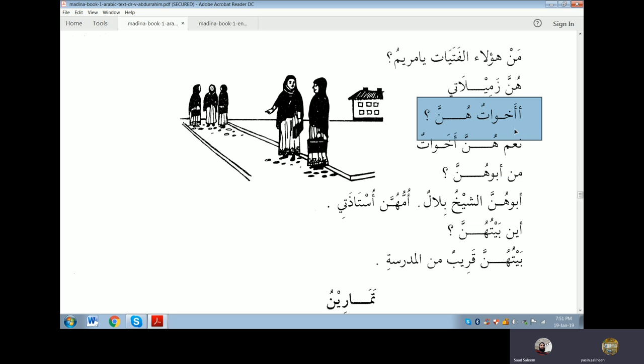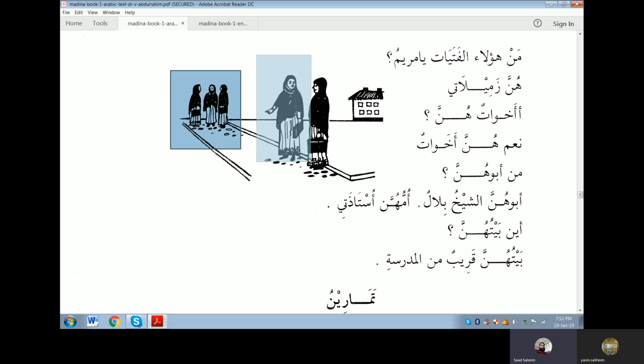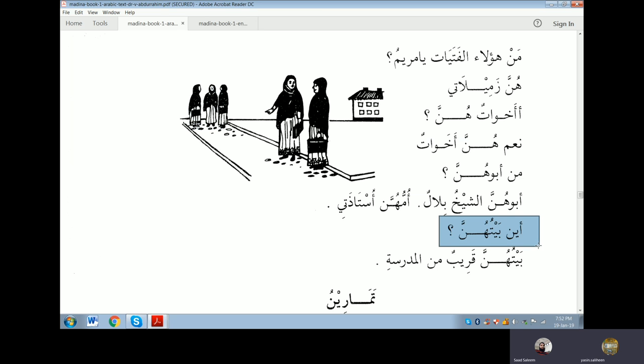Okay, what was the meaning of this line? Read again. Akhawatun hunna? Are they sisters? Not your sisters, just sisters. This means all these three girls are the sisters of each other. They are not the sisters of this lady. She is different, and these three are from different parents. Okay. Are they sisters?